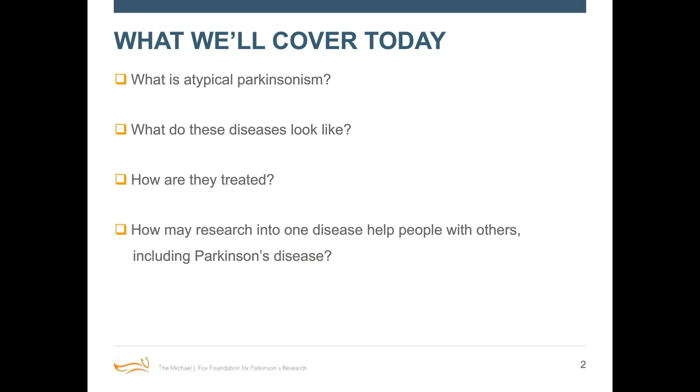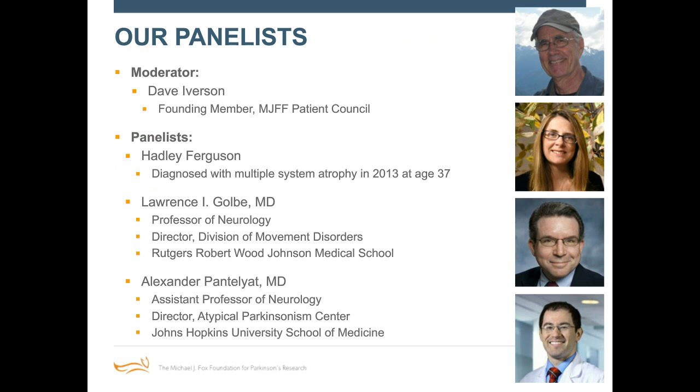And here's who's going to be joining us for our conversation today. Hadley Ferguson is joining us. Hadley is an artist living in Missoula, Montana. She was initially diagnosed with Parkinson's disease in 2011, but a couple of years later that diagnosis was changed instead to one of these atypical Parkinsonisms, something called multiple system atrophy. So Hadley, welcome. Thanks so much for being part of our webinar today. Thank you very much. Thank you for having me. We're so pleased that you could be part of our webinar today.